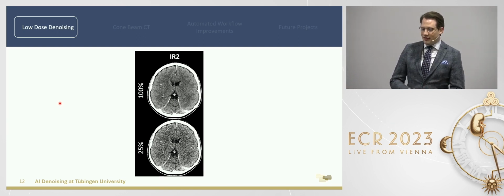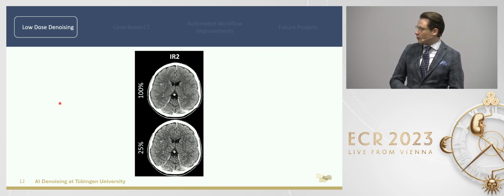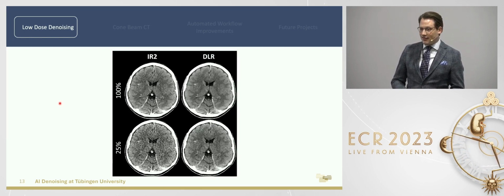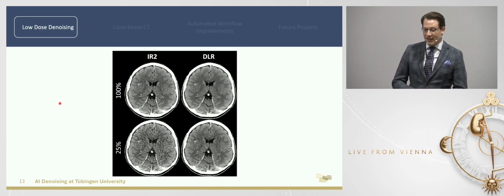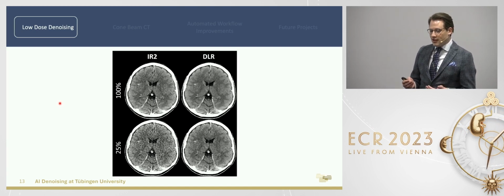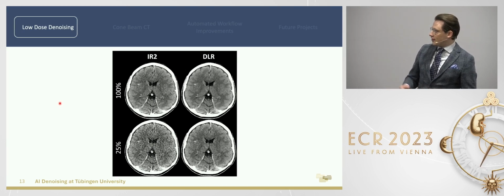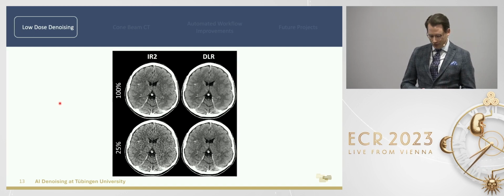So here we have brain scans at 100% and 25% iterative reconstruction dose, and these are the denoised data sets. And as you can see, of course, there's a huge quality improvement in the 25% radiation dose data sets, where it's even possible to accurately delineate, this one was a staging CT, the new metastasis on the right insular region here. So this is a really good example of the capacities of denoising in this context.